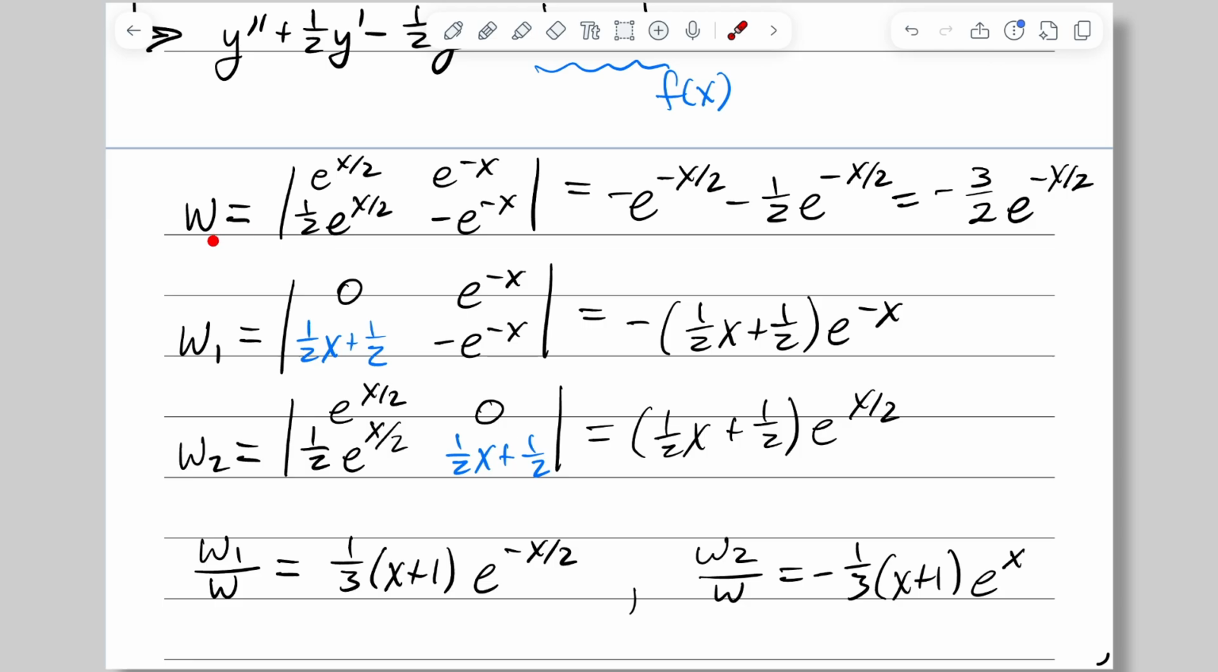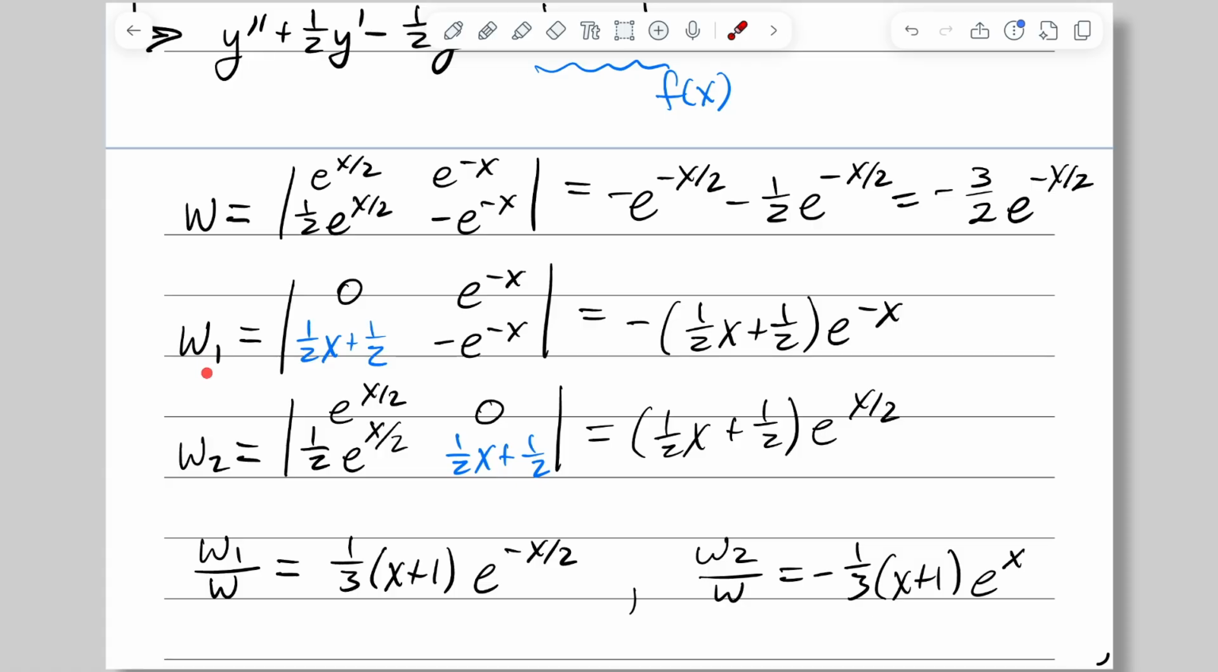I have that W is the 2 by 2 determinant with the first row e^(x/2), e^(-x). The second row is 1/2 e^(x/2), -e^(-x). Computing that determinant and simplifying, collecting the like terms gives us -3/2 e^(-x/2).